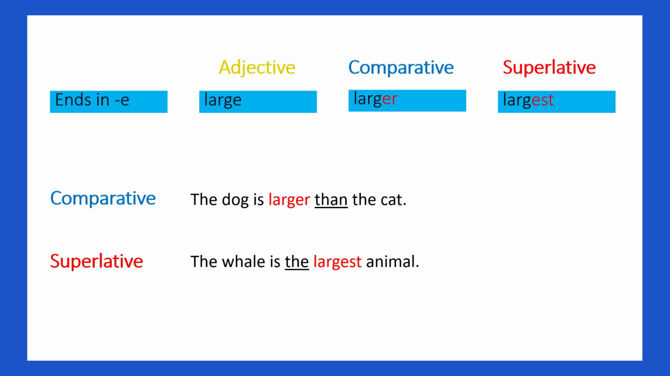Okay. For one syllable adjectives ending with the letter E, like this one, we remove the letter E and add the endings ER or EST. For example, the dog is larger than the cat. The whale is the largest animal. Okay?